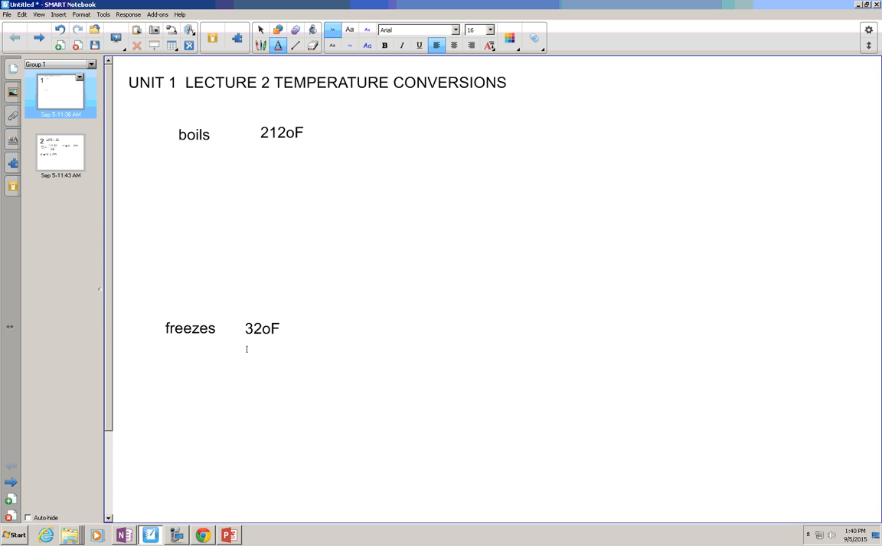Now, where did the 212 and the 32 come from? Well, Mr. Fahrenheit had the idea that some liquids actually expand when you heat them. Mercury does this very predictably. If you take mercury and place it inside a tube and you cool it down to the freezing point of water, it will actually shrink.